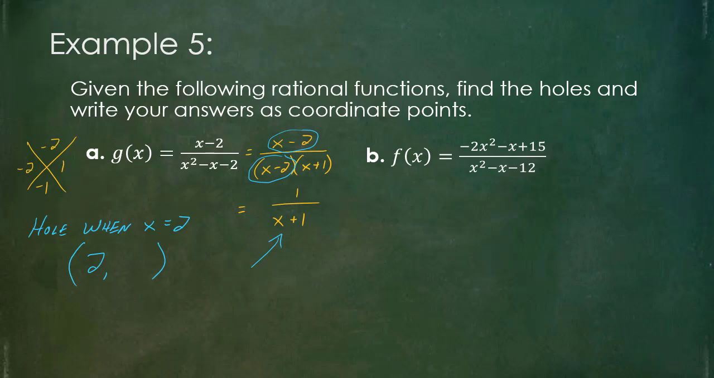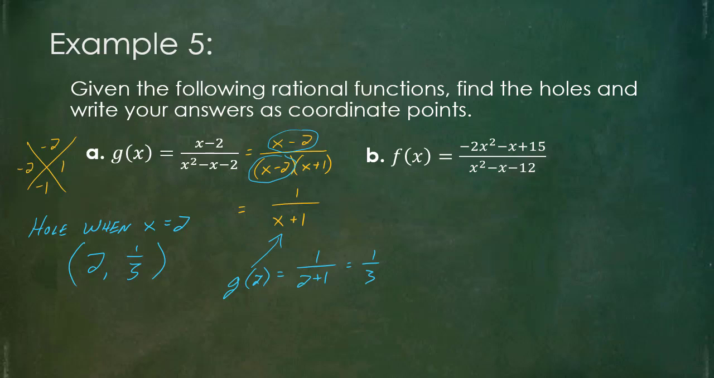So if that's our g now, if I do g of 2 with that, it would turn into 1 over 2 plus 1, which really would be 1/3. So the coordinates, if you want to think of it that way, of the hole would be at (2, 1/3). So I would just do my best to get to that location, and I would just draw an open circle at that normal x, y.